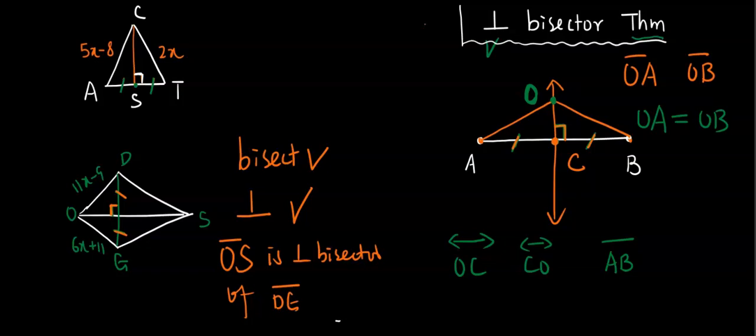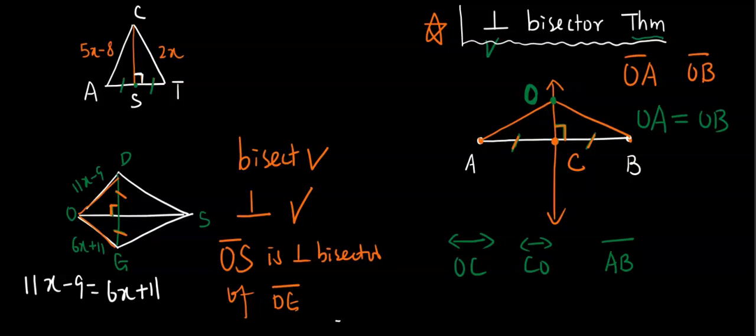Now, let's go back and revisit this one. The perpendicular bisector theorem says what? In a plane, if a point is on the perpendicular bisector of a segment, then it's equidistant from the endpoints of the segment, which means we can say OD and OG have the same distance. And we can set it up right here. It's a little bit crowded, but it's okay. We're going to write it down here, and then we're going to solve it.